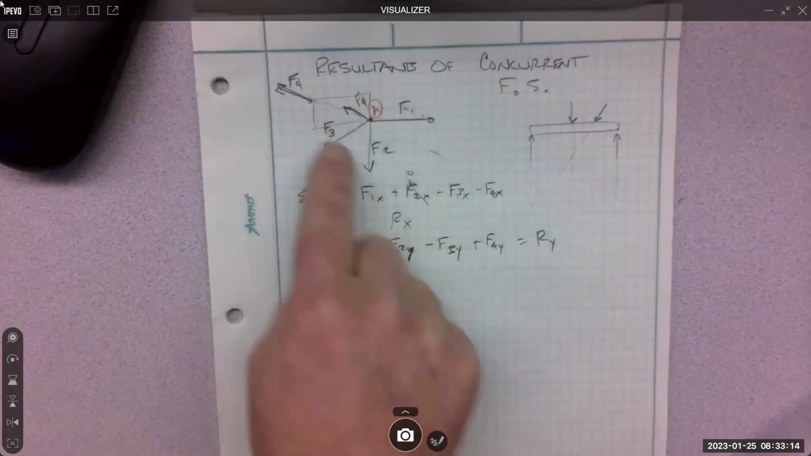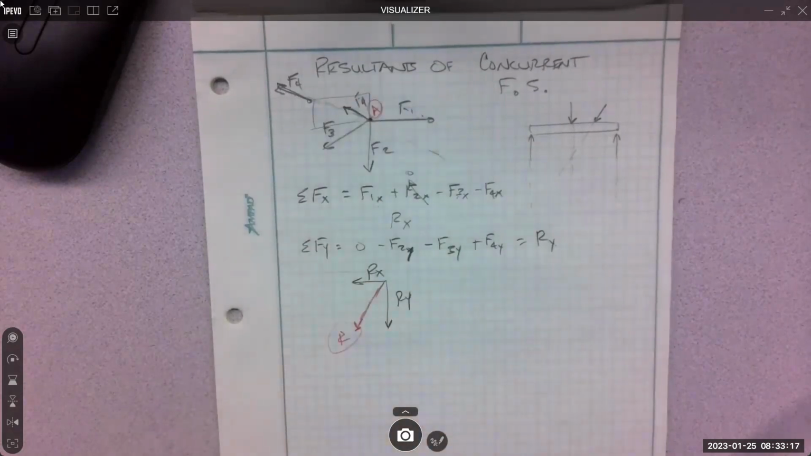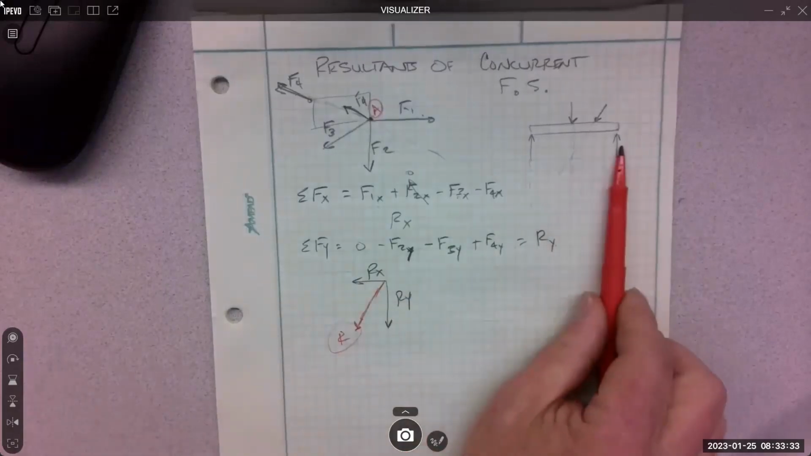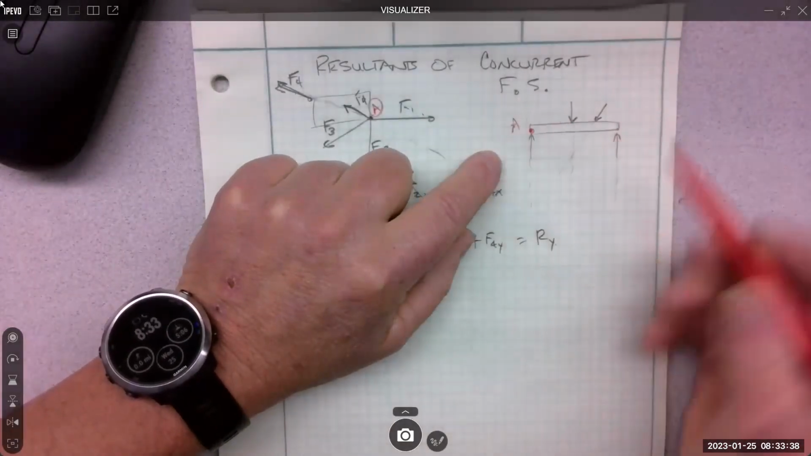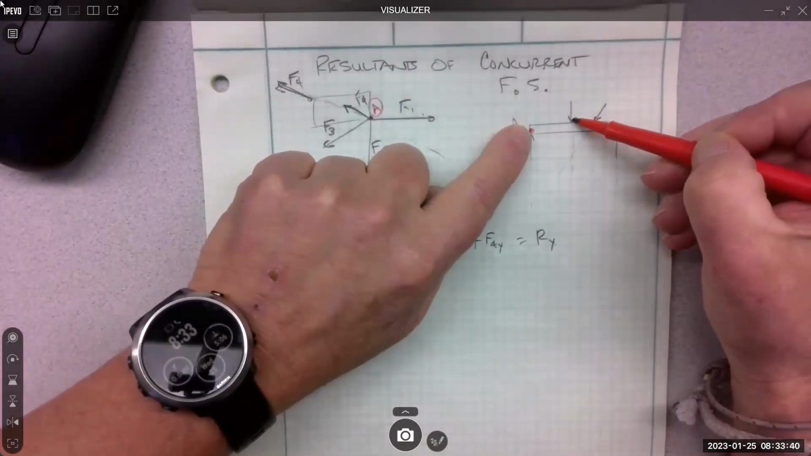The only thing these forces are trying to do is move point A to the right, or up or down, or left. Translation, that's all it's doing. And we do have to design for that. We don't want things to move right and left and up and down, but we also don't want things to rotate. If I look at point A in this non-concurrent system, what's this trying to do to point A?